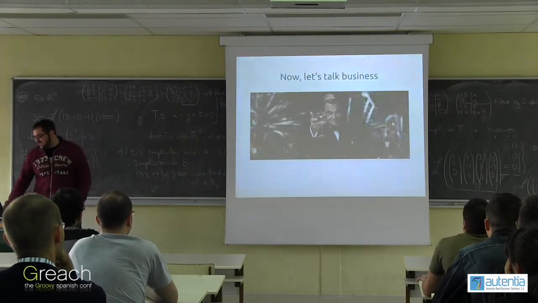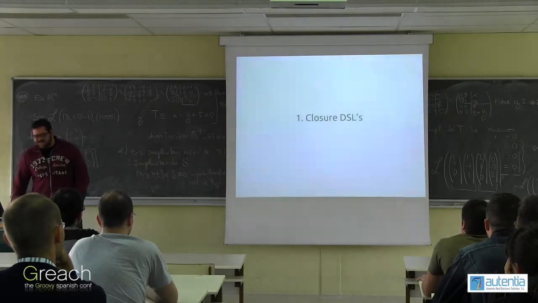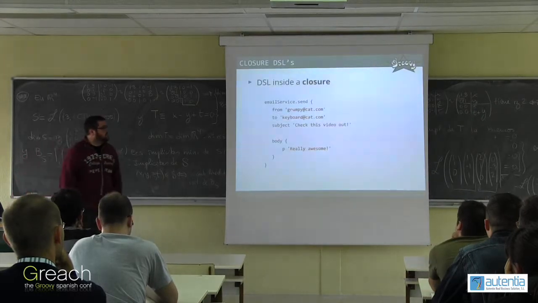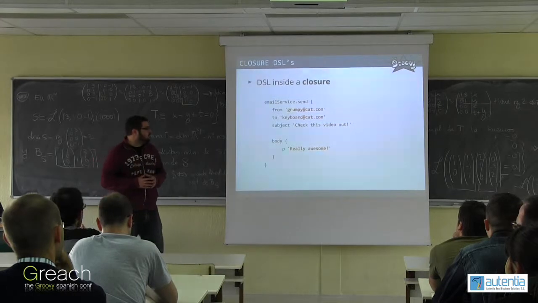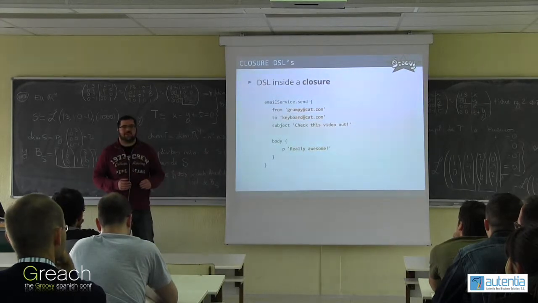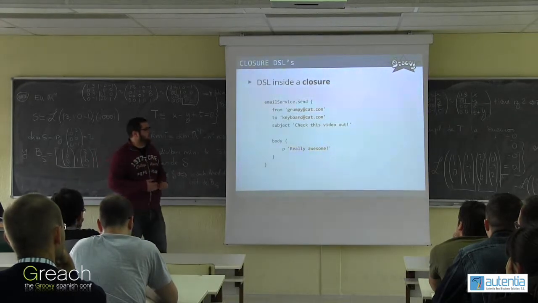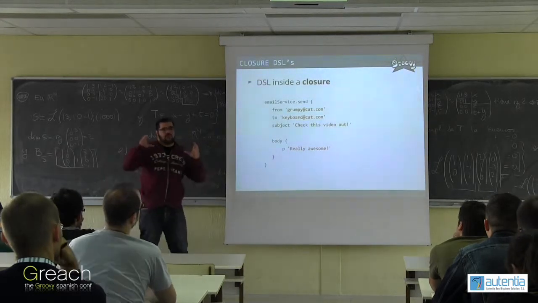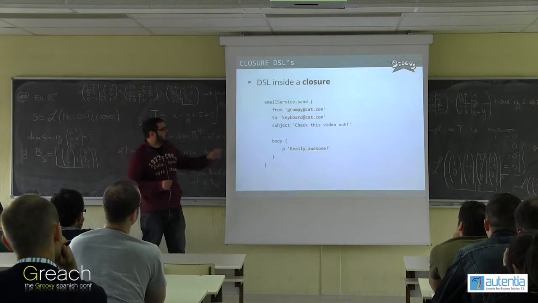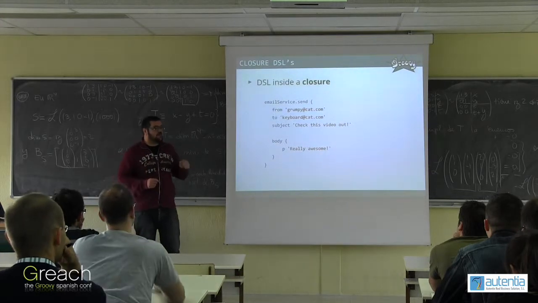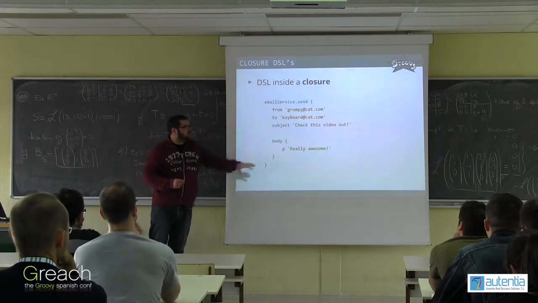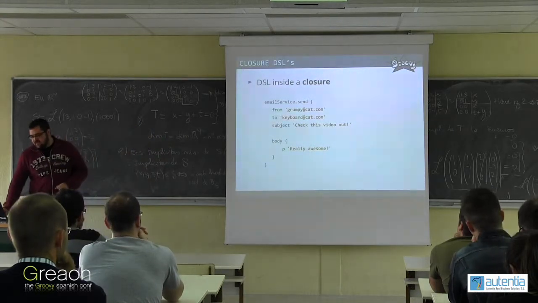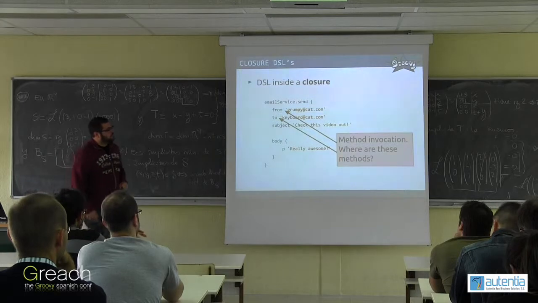Okay, so let's talk about the thing. First, closure DSLs. This is the typical example, starting with the DSLs in Groovy. You want to send an email, and instead of putting a very big map as the argument, you call it with this kind of DSL, no? This is nothing strange here, no?